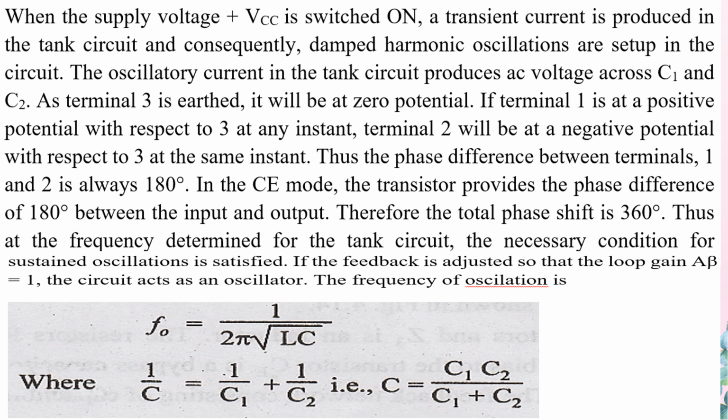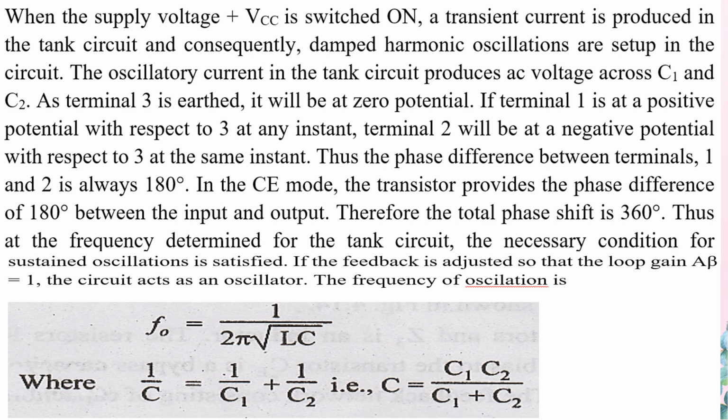If the feedback is adjusted so that the loop gain A beta is equal to 1, then the circuit acts as an oscillator. So, according to the Barkhausen criterion, oscillators must satisfy two conditions. One is that the loop gain modulus A beta is equal to 1, and the second is that the total phase shift around the circuit is 360 degrees. Now both conditions are satisfied, therefore this circuit will act as an oscillator.